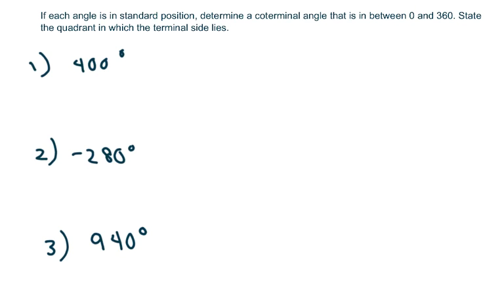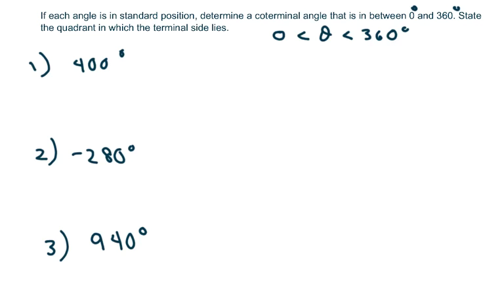Hi everyone, we're going to find a coterminal angle that is between 0 and 360 degrees. So we want to find some angle. I don't like to use alpha, I'm going to use theta, between 0 and 360 degrees. And we have to state the quadrant in which the terminal side lies.